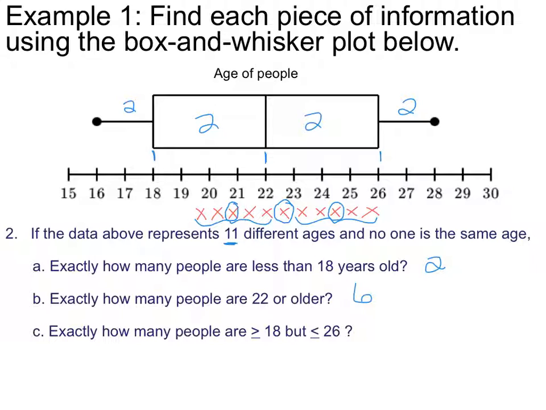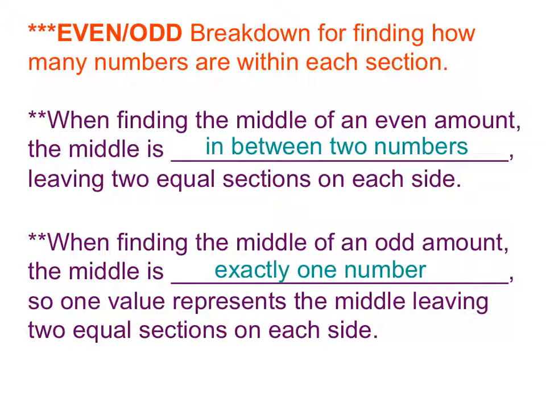And then letter C, how many people are 18 all the way up to 26, including 18 and 26. So we've got the 1 person that's 18, and then the 2 in the box, plus the 1 person that's the median, the 2 in the upper half of the box, plus the other 1 person there. So we've got 7 people, which does change that answer a bit from before. So hopefully you kind of see the difference of even and odd breakdown whenever we're trying to find middles.